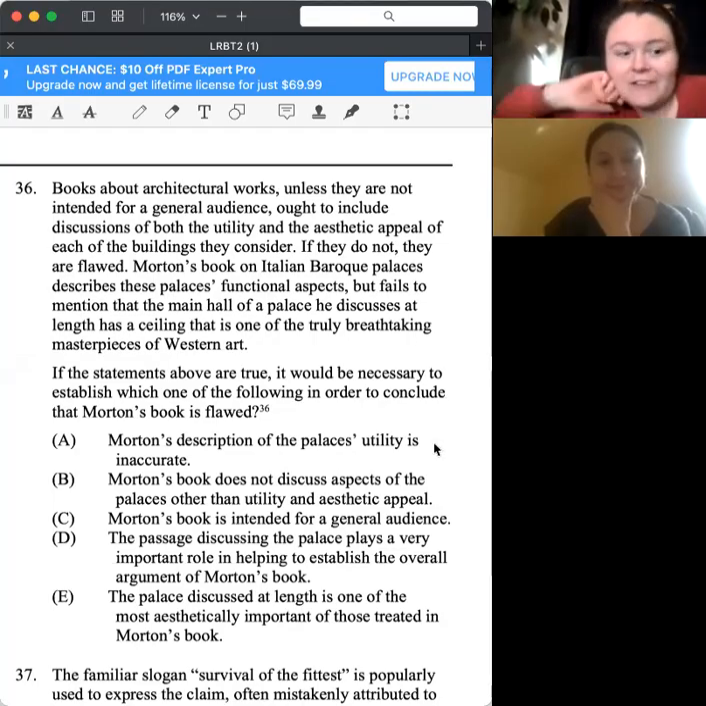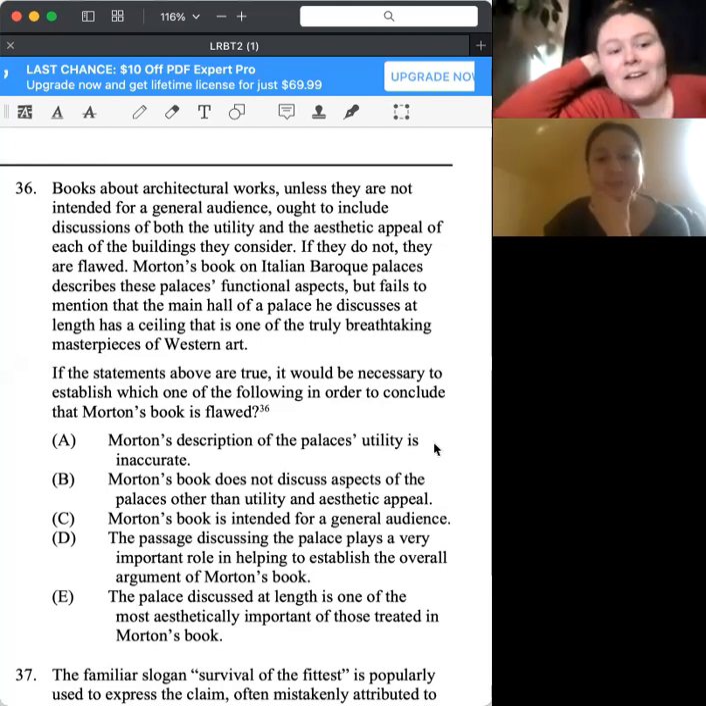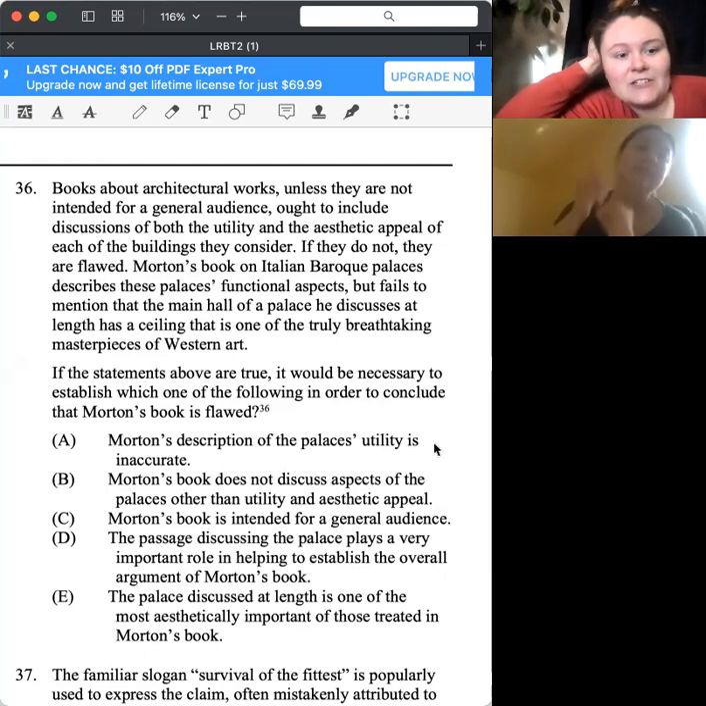All right, so I'll go ahead and read this one to you. Books about architectural works, unless they are not intended for a general audience, ought to include discussions of both the utility and the aesthetic appeal of each of the buildings they consider.